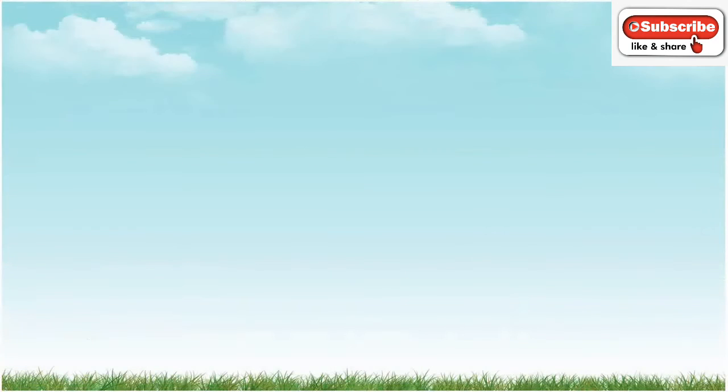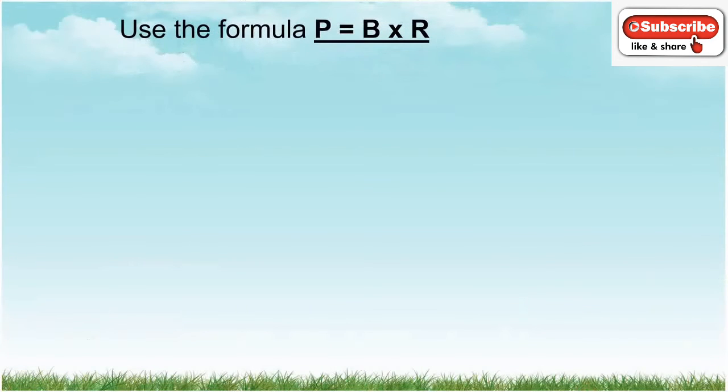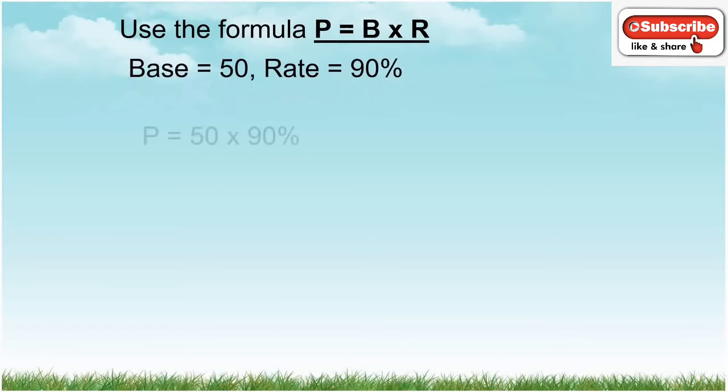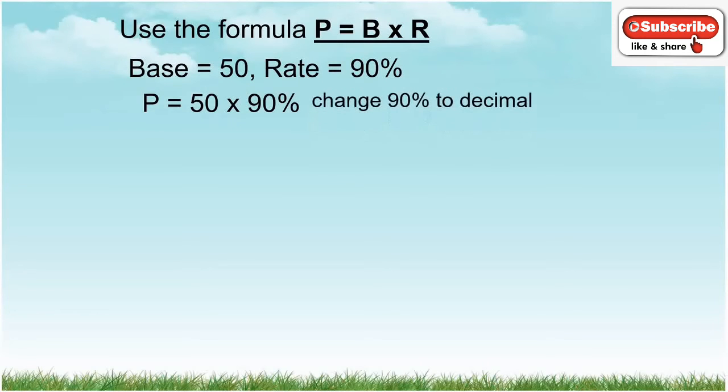Another way to solve the problem is by using the formula percentage is equal to base times rate. Base is 50, rate is 90%. Percentage is equal to 50 times 90%. Change 90% to decimal by moving the decimal point twice going to left, and indicate the decimal point. 90% to decimal is 90 hundredths.